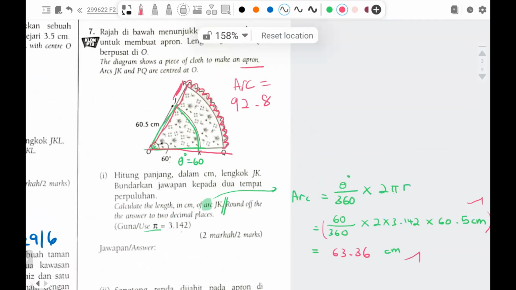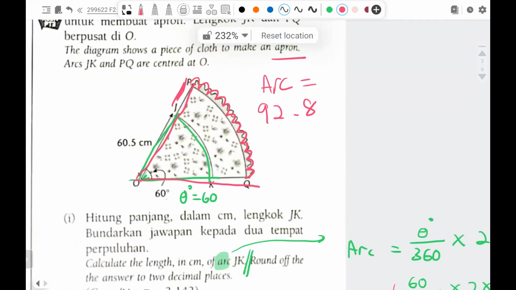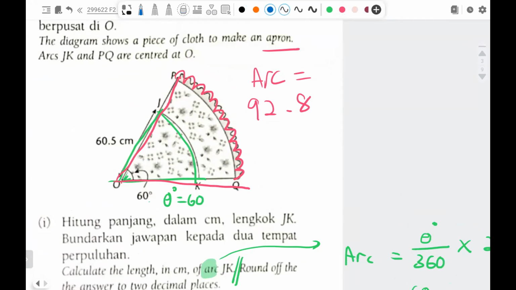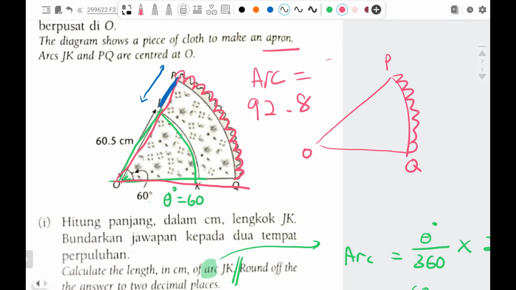Okay, make it bigger. So now we want to find JP here. JP is actually part of the radius, part of the radius only. Look at the pink color line that I drew. Just now I said the arc PQ. I redraw it here: PQ, this is O, so the lace is here. It refers to the arc of 92.8 cm.